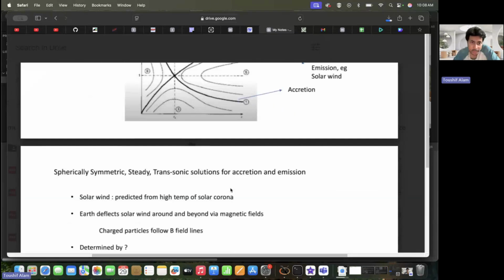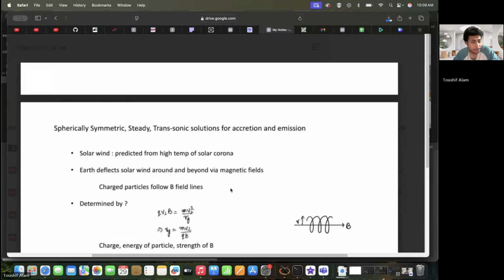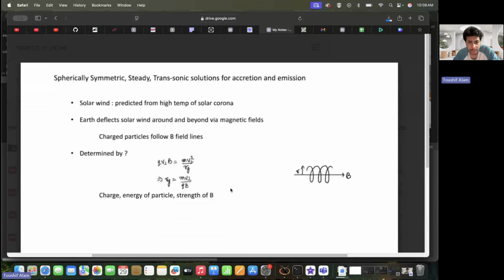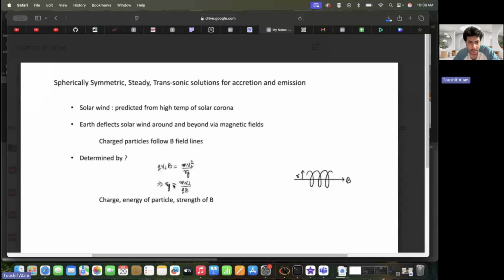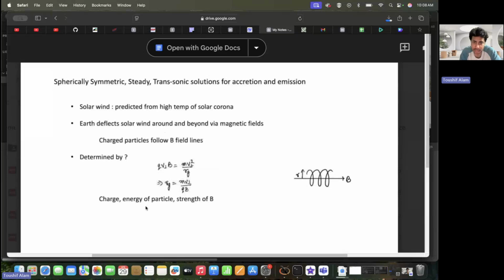Solar wind is created from the high temperature solar corona. Earth deflects the solar wind around and beyond via its magnetic field. Charged particles follow B field lines determined by the Lorentz force, qv perpendicular B = m v perpendicular squared / Rg, and Rg = m v perpendicular / qB. This is basically the cyclotron radius, the radius of gyration, depending on the charge of the particle and the strength of B.